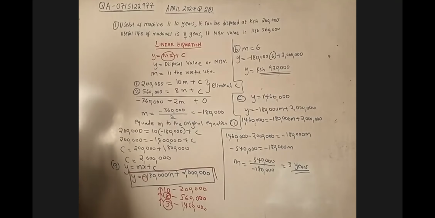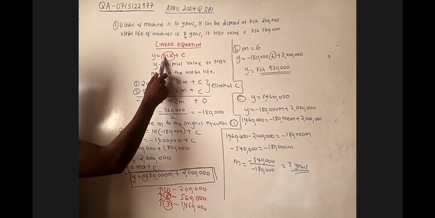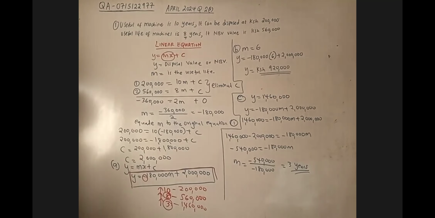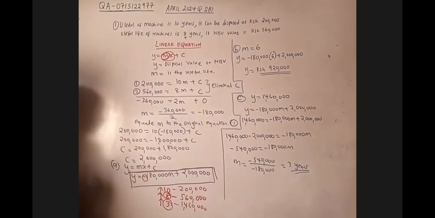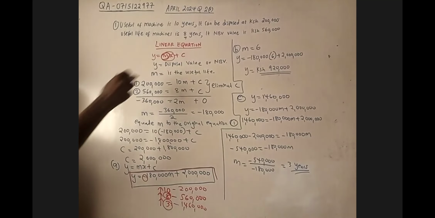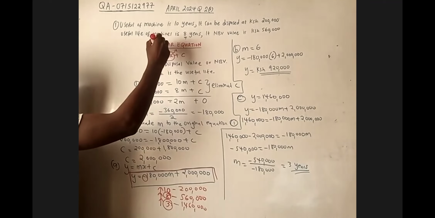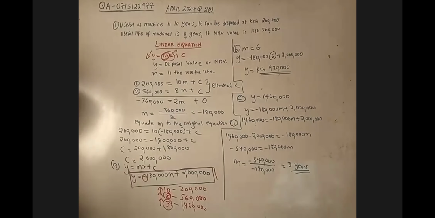if m is negative, this means that as x increases, y will reduce. So as x increases, y reduces.